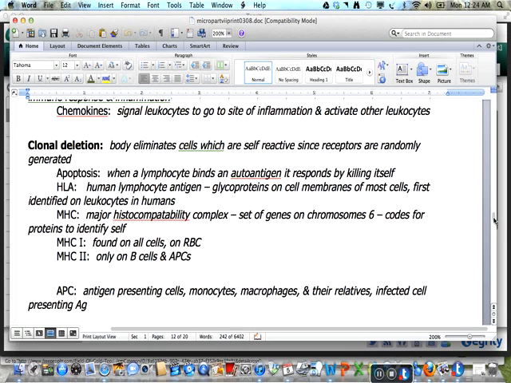The class 1 MHC, or MHC1, is found on all cells, including red blood cells. The class 2 MHC, or MHC2, is found on B cells and antigen-presenting cells, or APCs. The APCs are monocytes, macrophages, and their relatives, which are infected cells presenting an antigen.